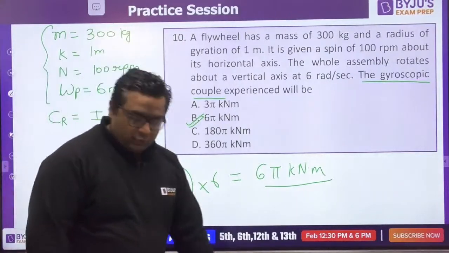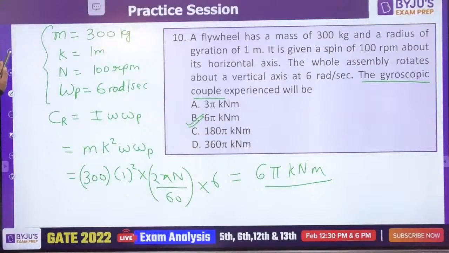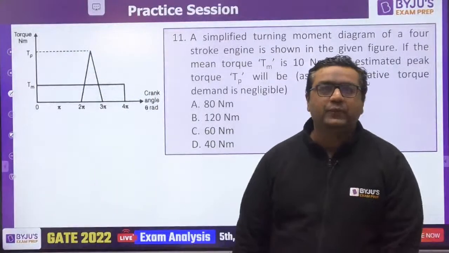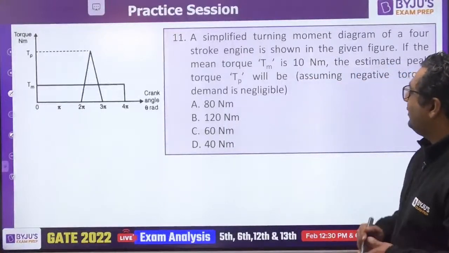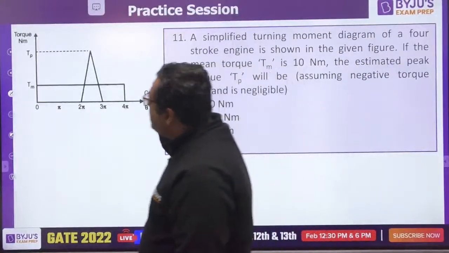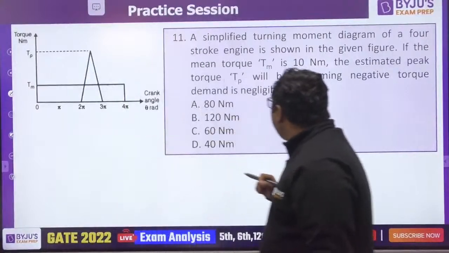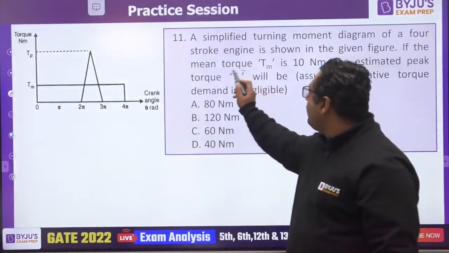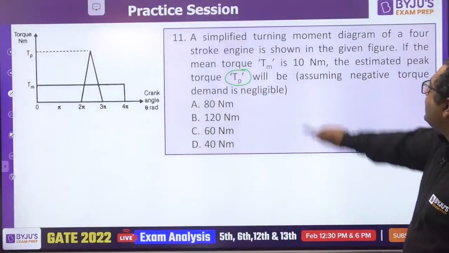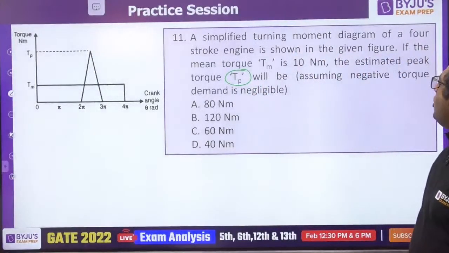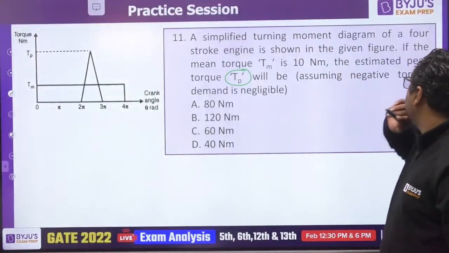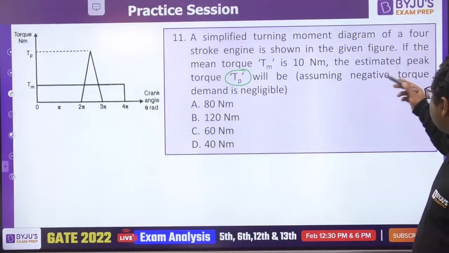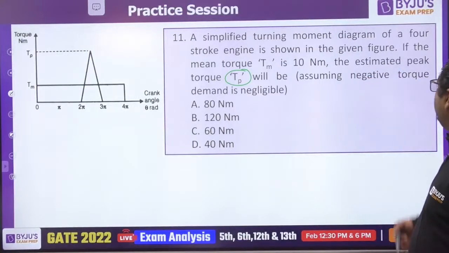So guys, next question is again a wonderful one. In this question, you can see the T theta diagram is given to us, and they are asking about the value of TP. They are saying a simplified T theta diagram of a 4-stroke engine is shown. If the mean torque is 10, the estimated peak torque will be.